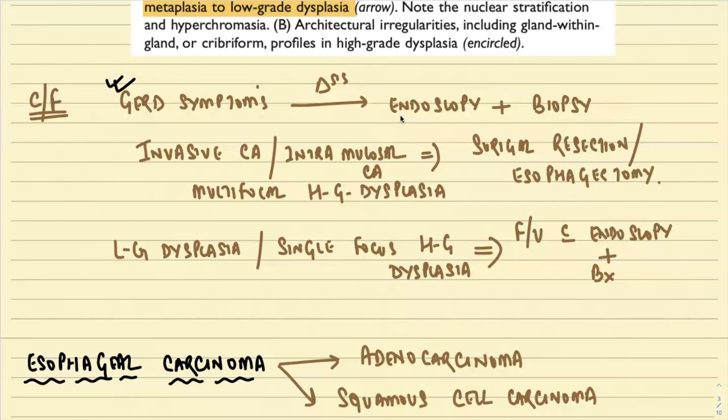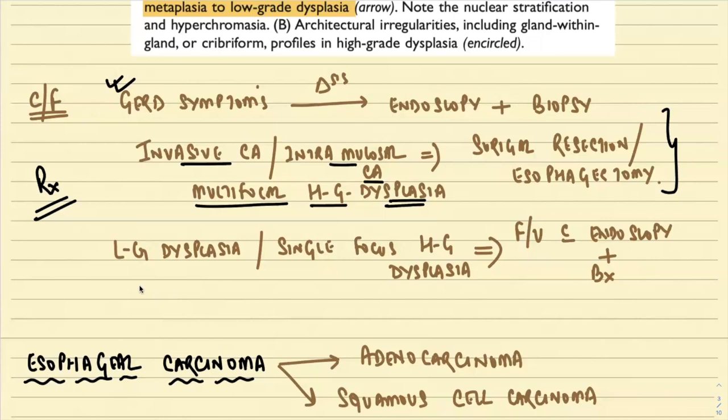Now, how are you going to carry out the treatment of such patients? What is the line of treatment? In case invasion has occurred and the patient has developed a carcinoma, or it is an in-situ carcinoma, that is intramucosal carcinoma, or there is multifocal high-grade dysplasia, not a single focus but multiple foci of high-grade dysplasia, in such cases you have to go for a surgical resection along with esophagectomy.